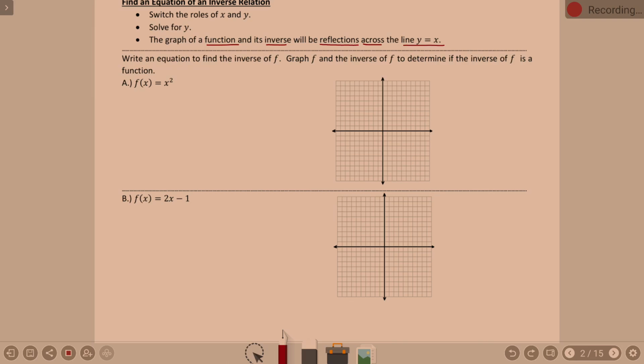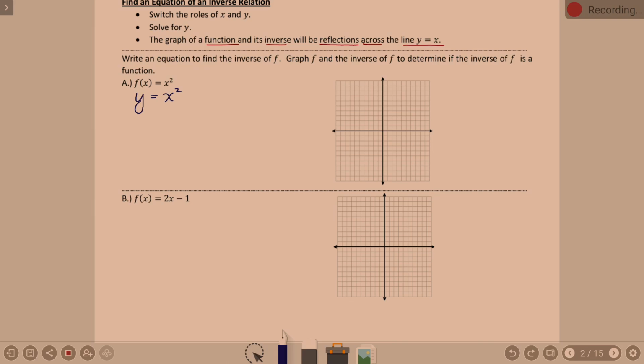A, f of x equals x squared. They ask us to write an equation to find the inverse of f. We're going to graph f and the inverse of f to determine if the inverse of f is a function. Now, f of x equals x squared. What do we know about f of x? F of x is another name for y, yes? So first thing I'm going to do is rewrite this as y equals x squared.